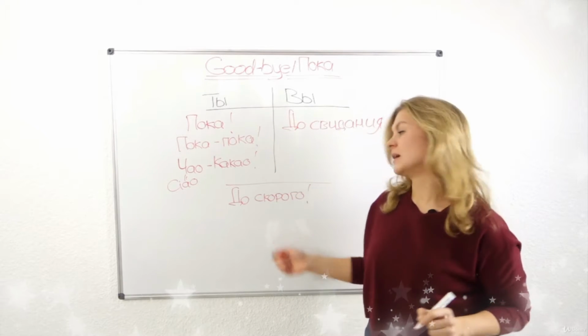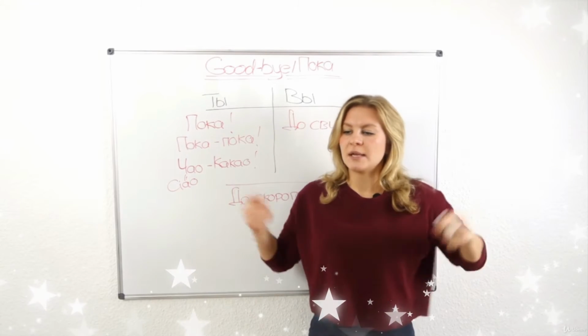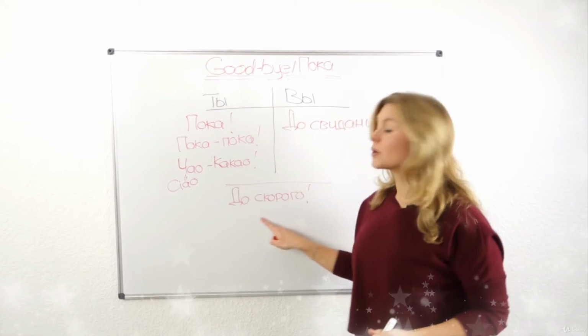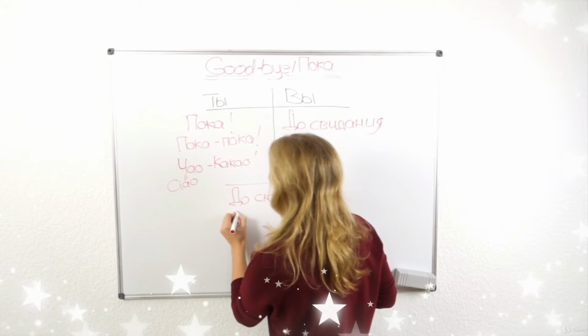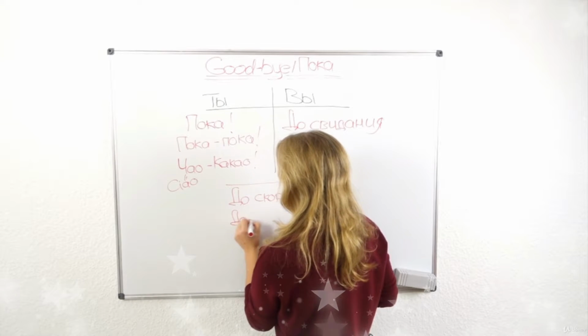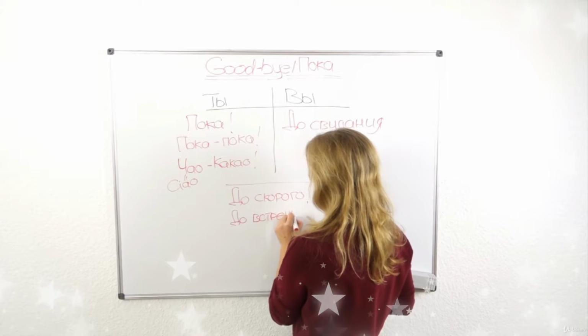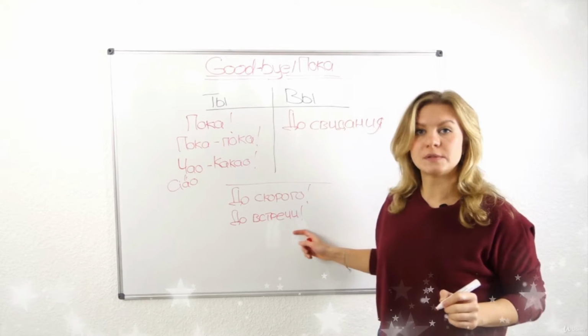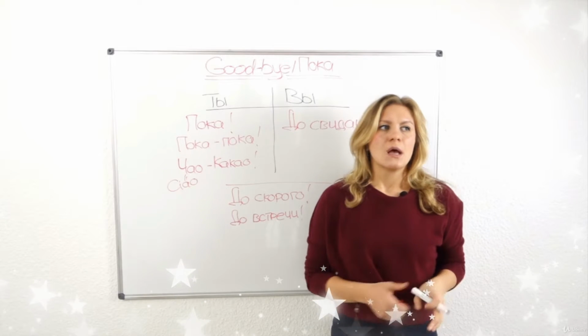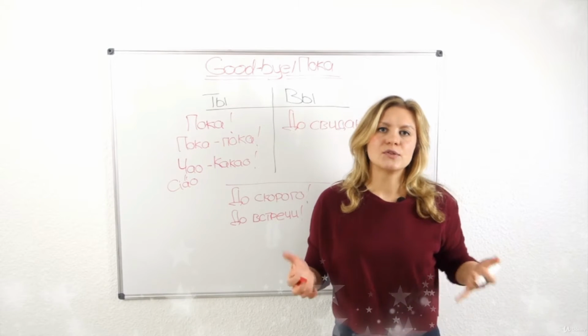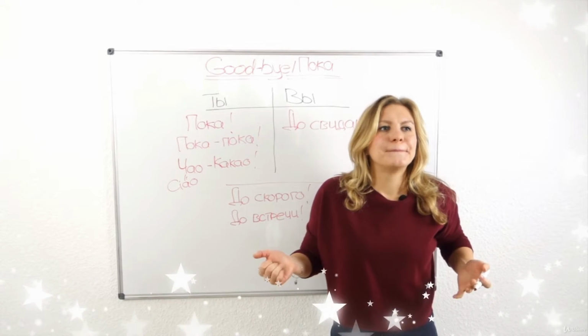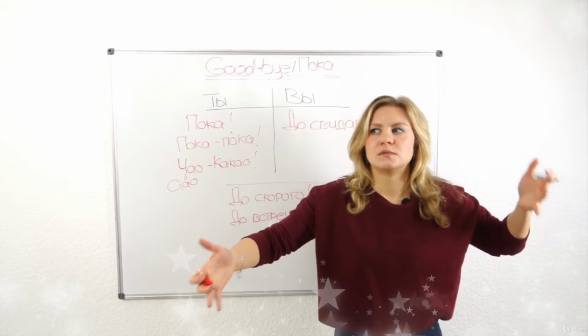Also useful for both forms is the expression до скорого. It's the same, it's also see you later. You can also say до встречи. It means see you next time, or see you in the next meeting.